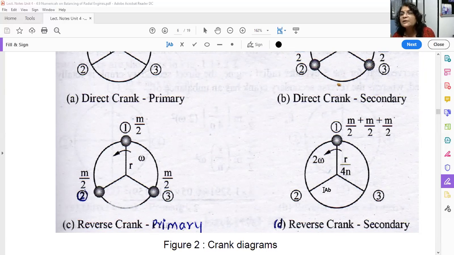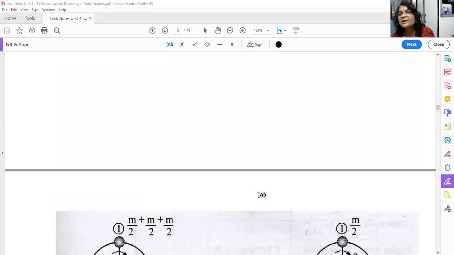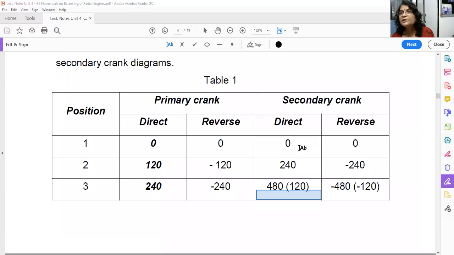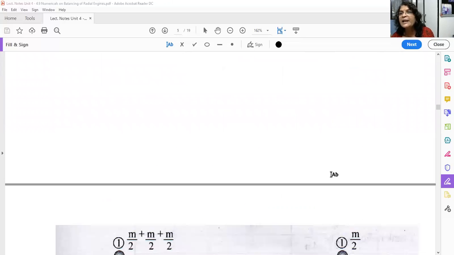Now let us draw this secondary direct crank. How to draw this? By which angle do you have to rotate? See, you have to refer to column number 4. So for the direct secondary crank, you have to rotate the line of stroke for cylinders number 1, 2, 3 by 0 degrees, 240 degrees and 120 degrees in the direction of omega. Understood? So let us draw this secondary direct crank diagram now.